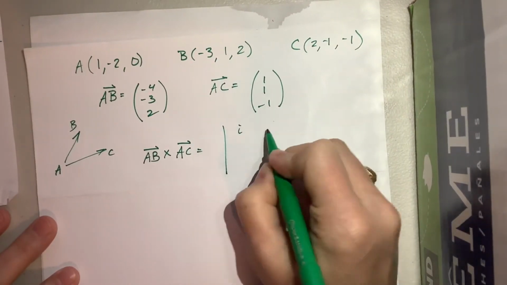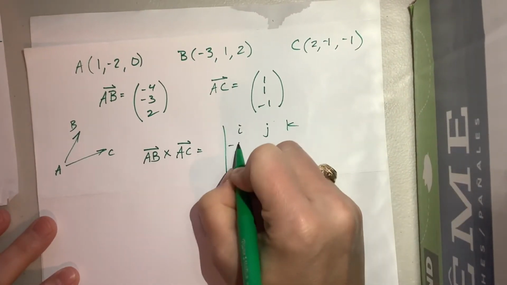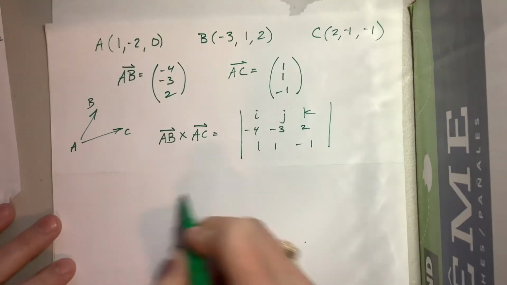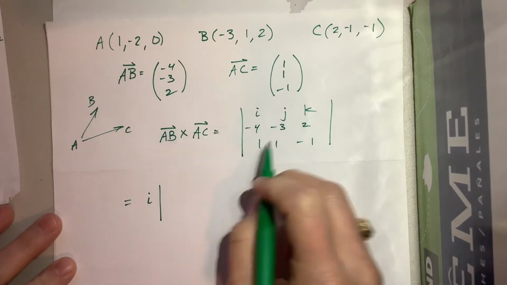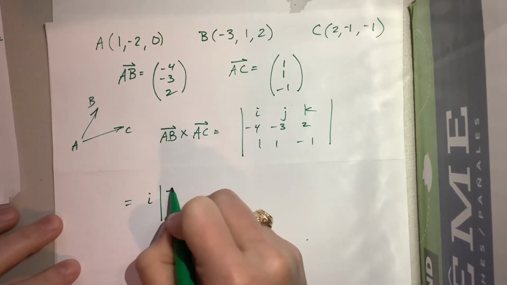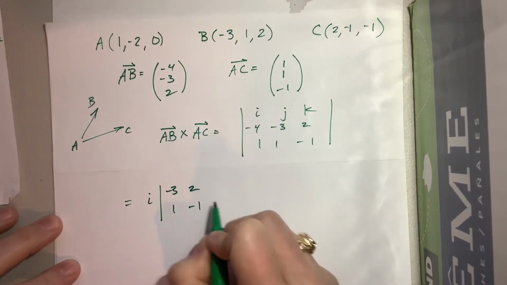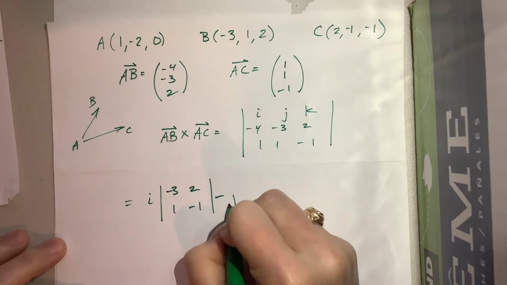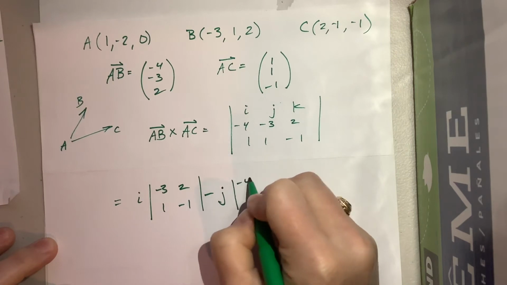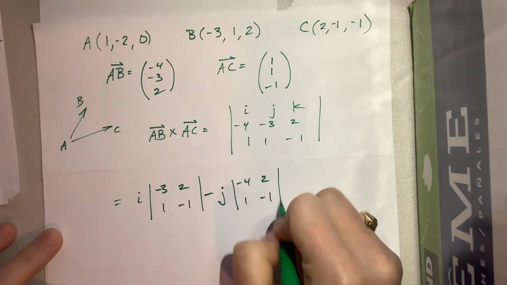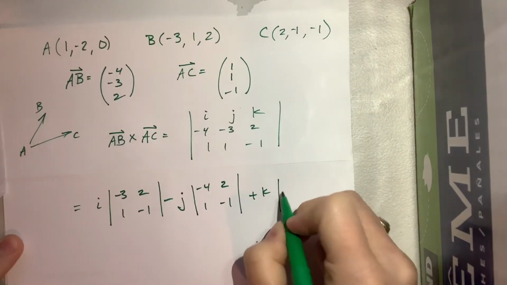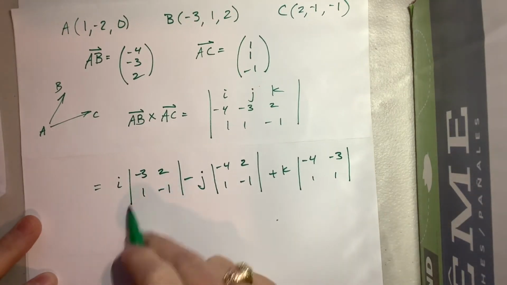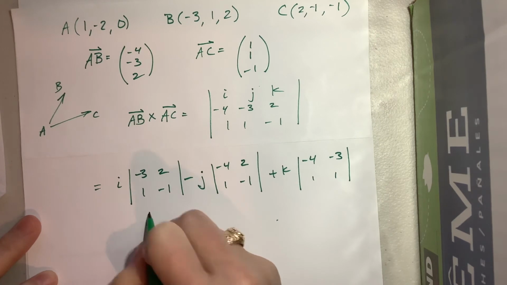And this is a nice little reminder of how we find the cross product. -4, -3, 2, 1, 1, -1. And so if you remember, it's I times, we'll cross out those, it's a -3, it's a 2, it's a 1, it's a -1. Sorry. Okay, and then it's minus the J, -4, 2, 1, -1, and then it's plus the K, -4, -3, 1, and 1. Okay, so that's 3 minus 2 is 1.